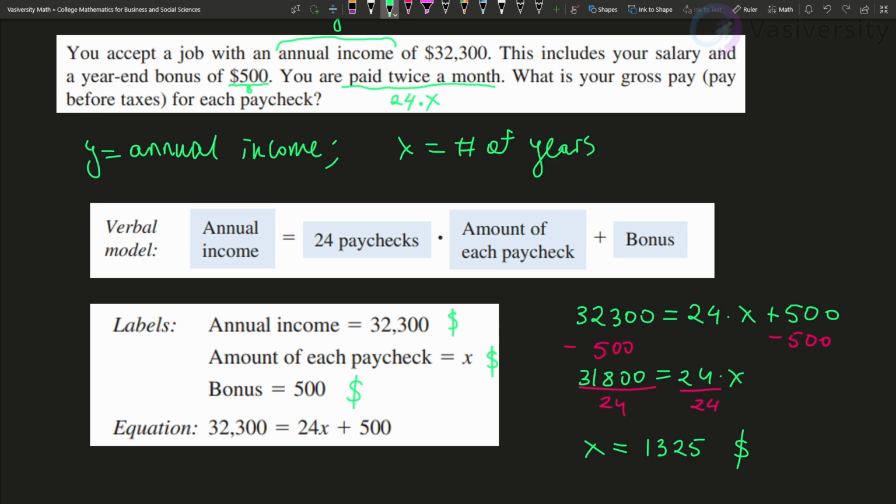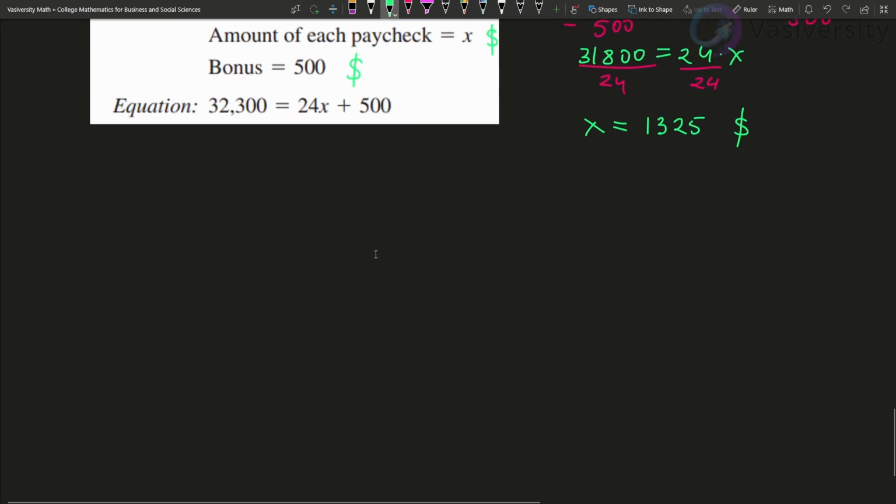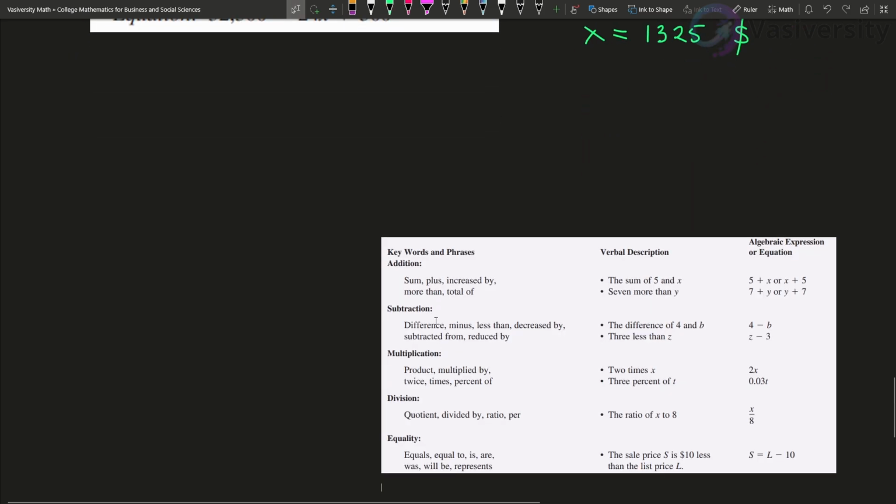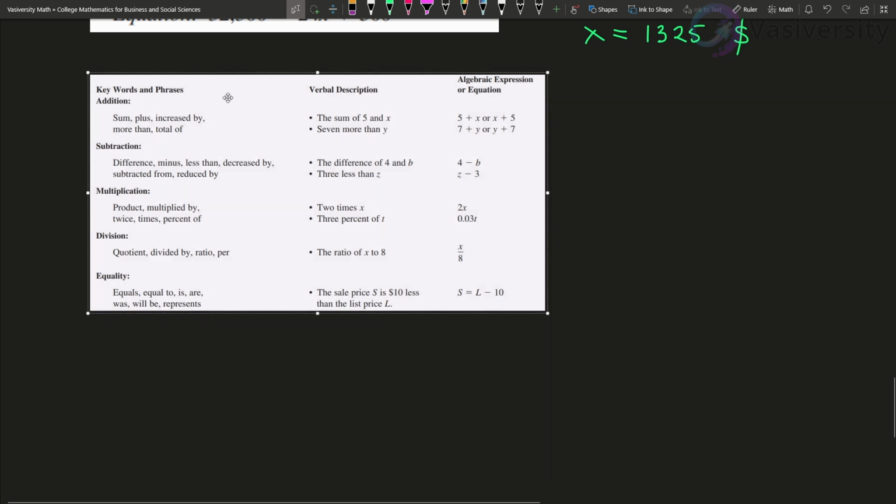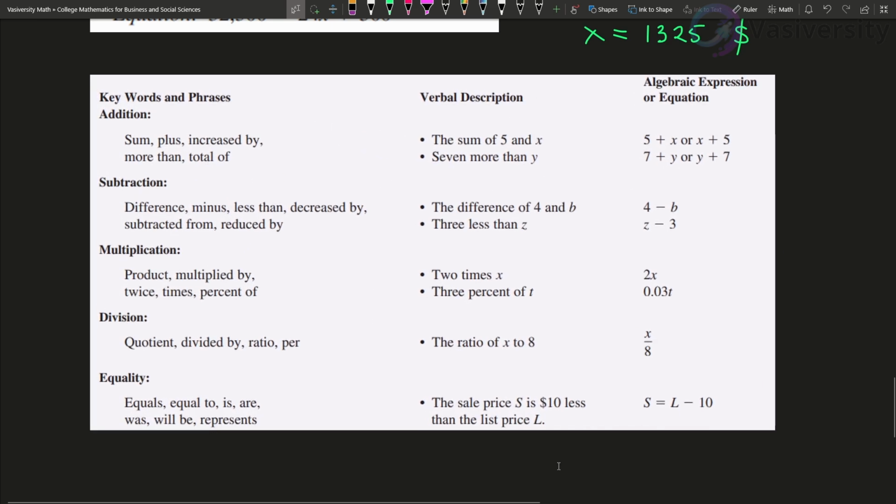Some key words to keep in mind when translating equations, because most problems are difficult not because the math is difficult, but because the verbal translation to mathematics might be difficult. The keywords for addition are sum, plus, increased by, more than, and total of. So the sum of 5 and x is 5 plus x or x plus 5. 7 more than y is 7 plus y or y plus 7.